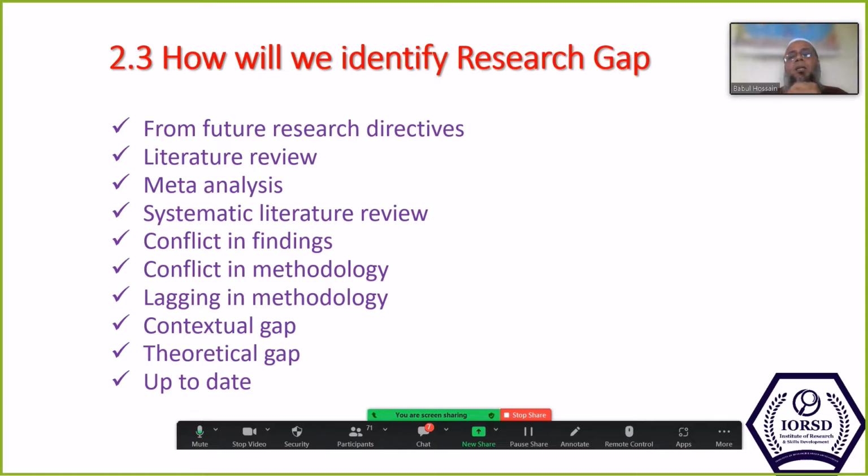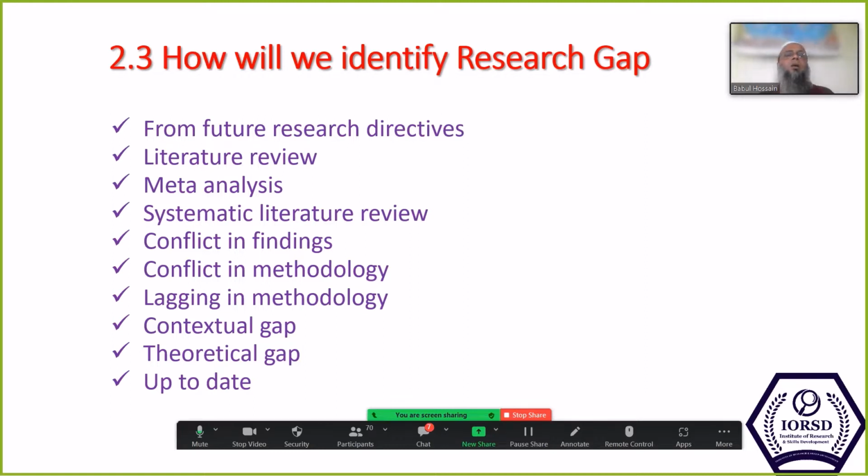The second is where we will get the other sources, where we will get the research gap. From future research directives, you know, in most of the high impact factor journals, one of the fields they want from the researcher is what is your limitation and what is your future research directives. You will get the gaps from the future research directives. Then literature review, then you will get it from meta-analysis, systematic literature review, and conflict in findings.